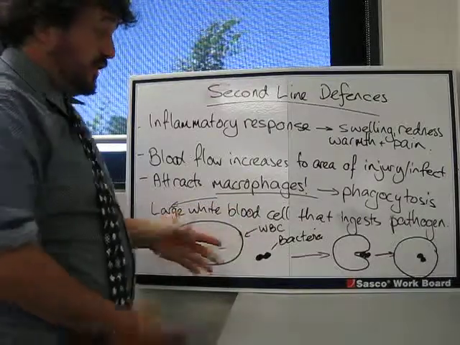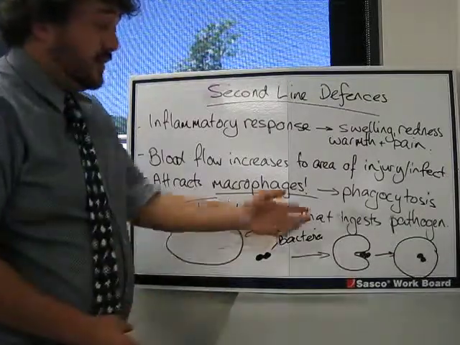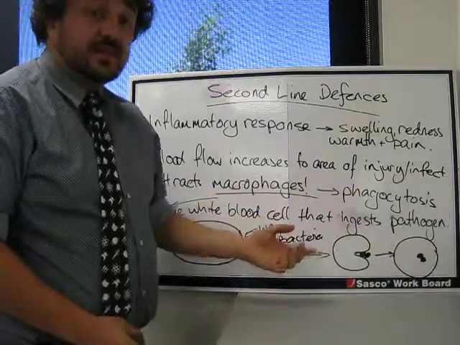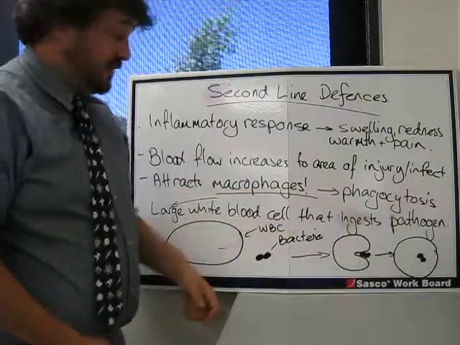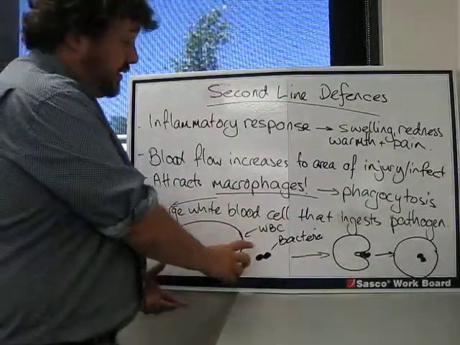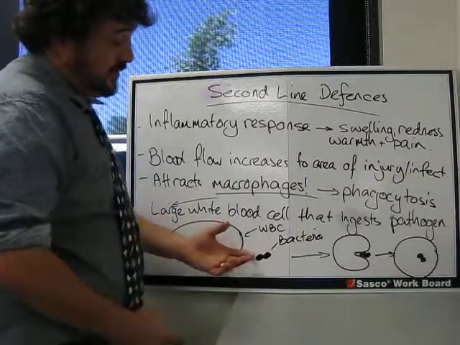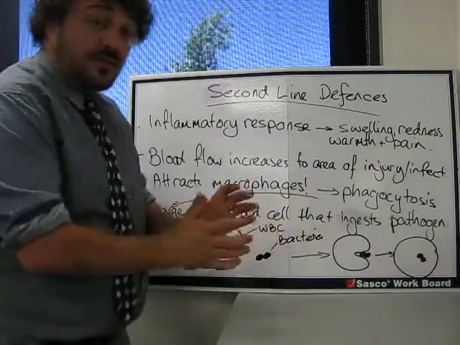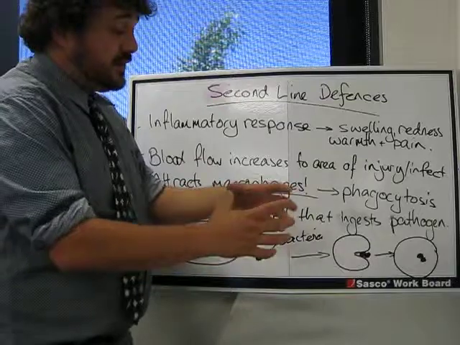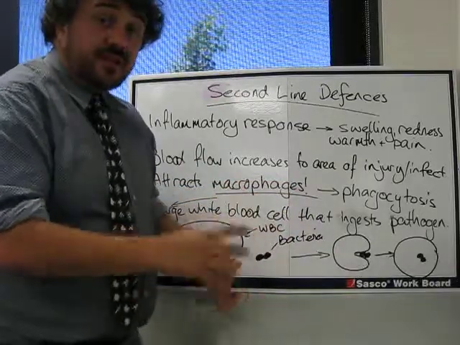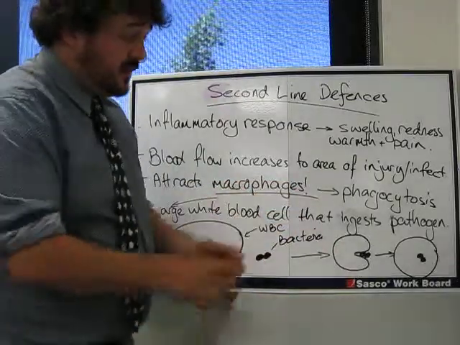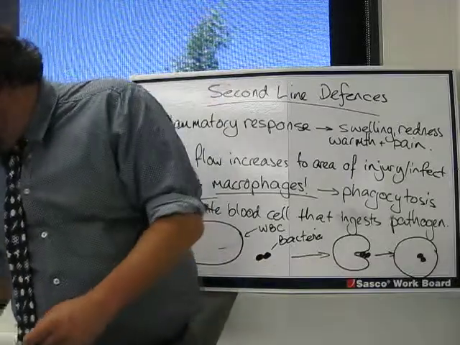Now, macrophages are large white blood cells that ingest the pathogen, and this process is called phagocytosis. And here we see the large white blood cell, and it comes along, here's the bacteria, and it engulfs it, wraps its body around it, takes it in, and then breaks it down and releases it back as nutrients. Right.